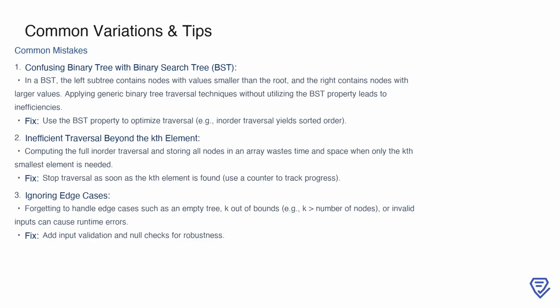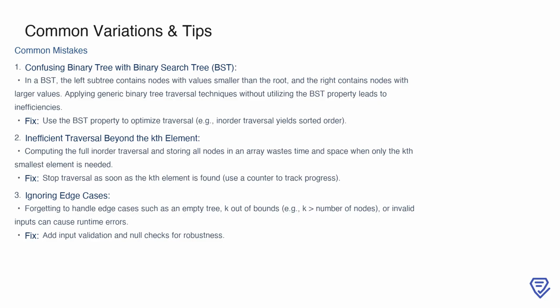For example, performing an inorder traversal will give you the nodes in sorted order. Another mistake is traversing the entire tree unnecessarily. If you compute the full inorder traversal and store all nodes in an array, you end up wasting both time and space, especially since you only need the kth smallest element. Instead, you can stop the traversal as soon as you encounter the kth element, which is easily achieved by tracking progress with a counter. Lastly, ignoring edge cases is a frequent pitfall.